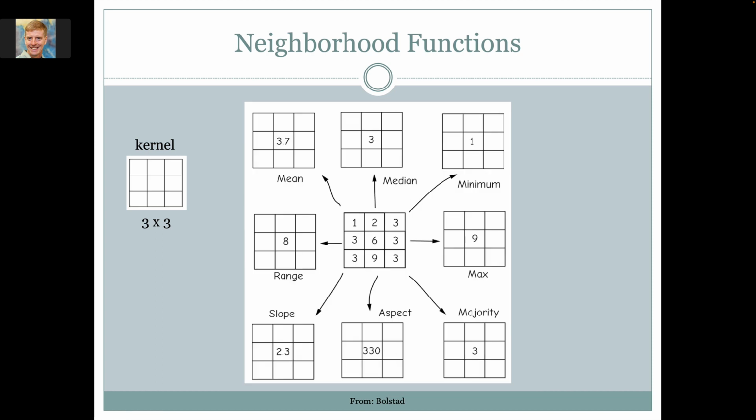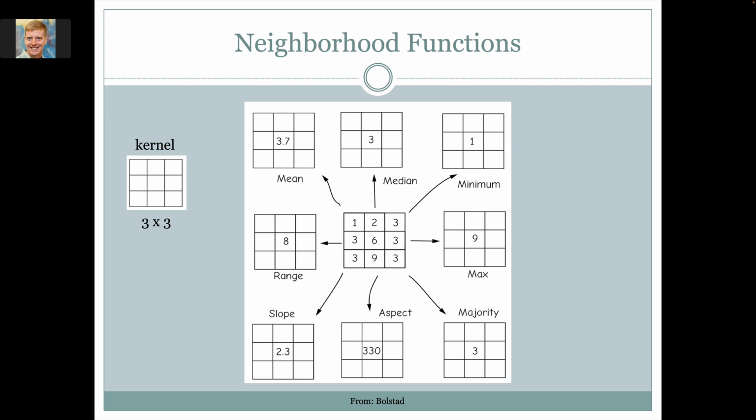So just to talk about what some of these neighborhood functions might be, we can take the mean of that kernel. In this image in the middle, we see what the original values are, and then we see what the recalculated value is for the one central grid cell. This is before the window starts moving. We're just looking at the kernel sitting on top of one grid cell neighborhood at this time. The mean would be adding those 9 values, 1 plus 2 plus 3 plus 3 plus 6 plus 3 plus 3 plus 9 plus 3, and then dividing by 9 to get a value of 3.7.